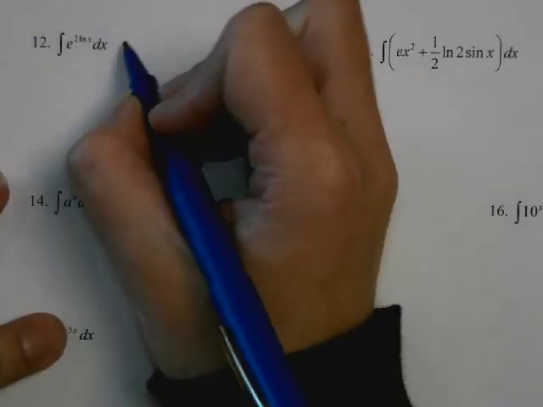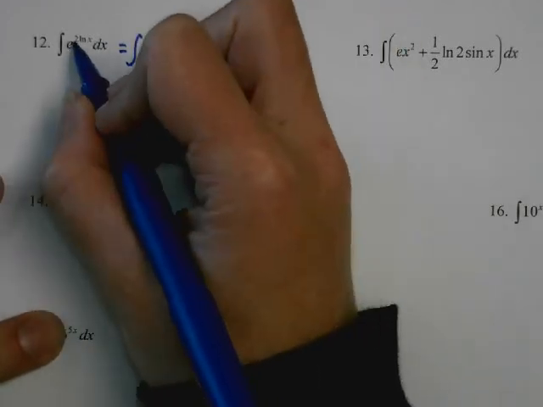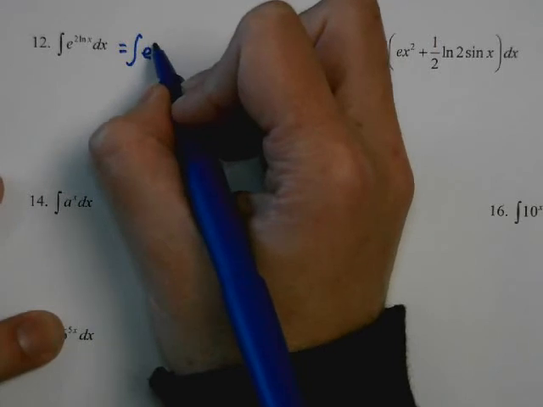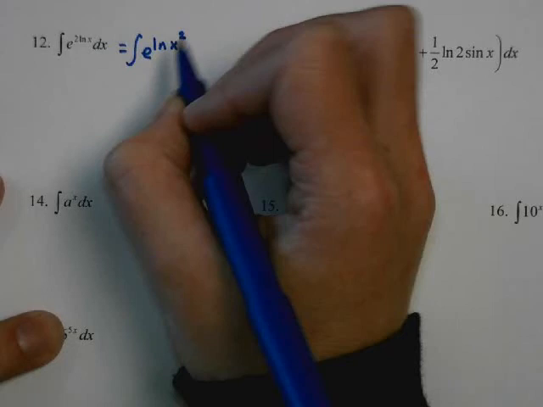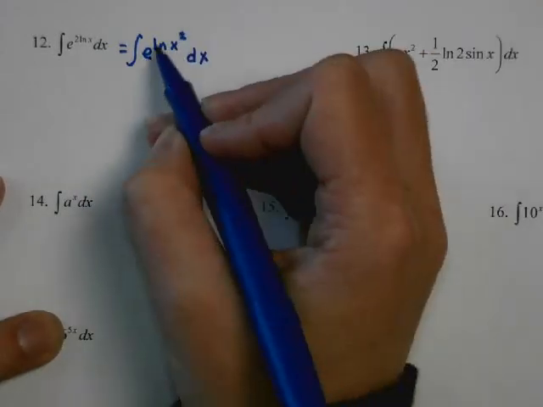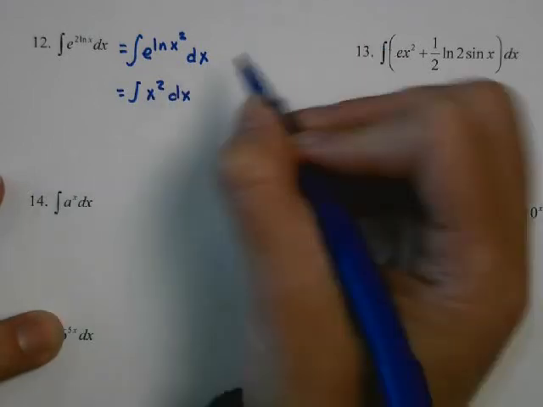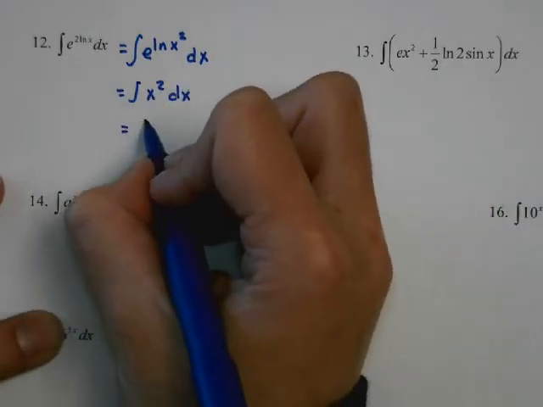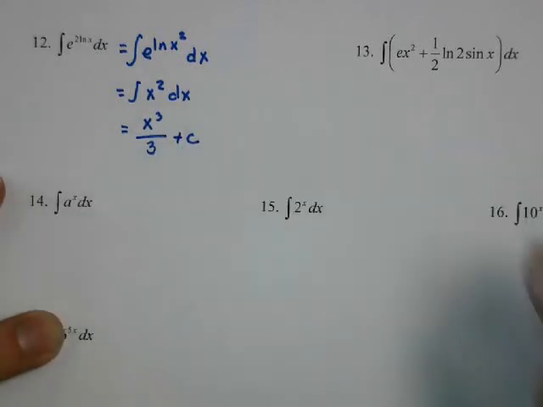Right, here I'm going to rewrite this before I integrate. So I'm going to rewrite this as e to the natural log of x, which is equal to the natural log of x squared. Well, e to the natural log of x squared is just x squared. So this is going to be x cubed over 3 plus c.